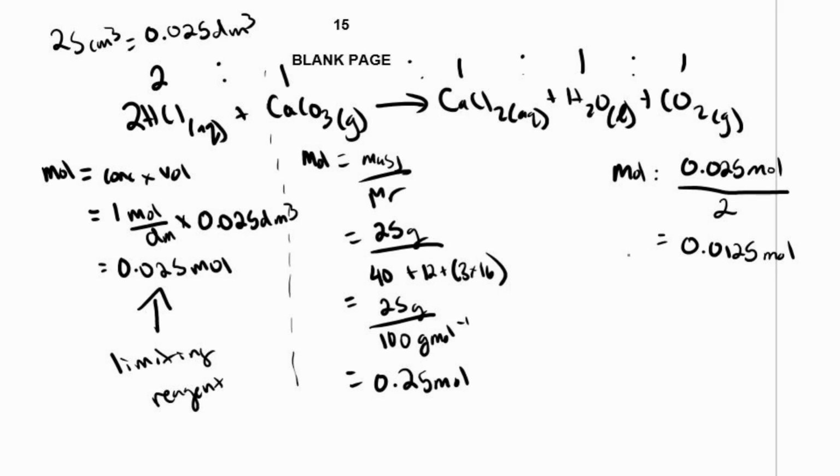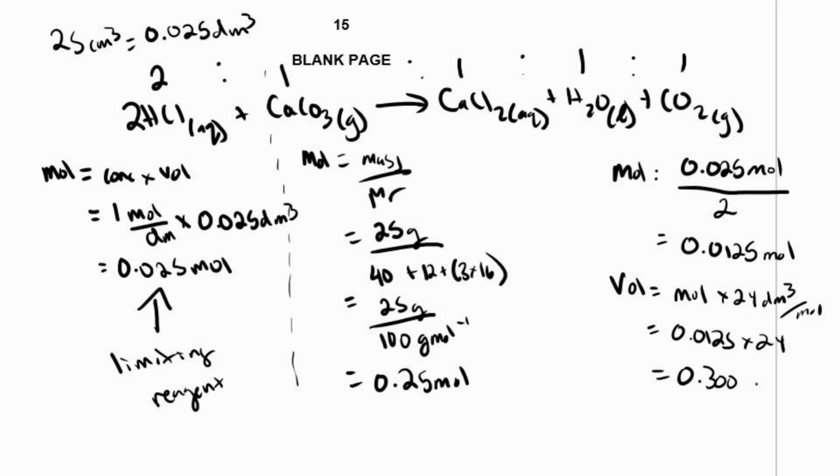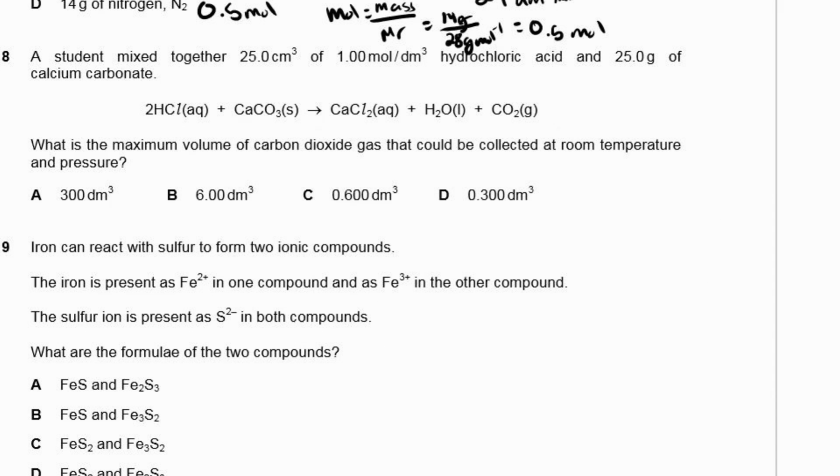Now this is a gas, so the volume equals the moles times 24 decimeters cubed per mole. So that is 0.0125 times 24. The answer is 0.300 decimeters cubed. Is that one of the answers? Yes, 0.300 decimeters cubed. Which is 300 centimeters cubed, but this is 300 decimeters cubed, so it's clearly not A.